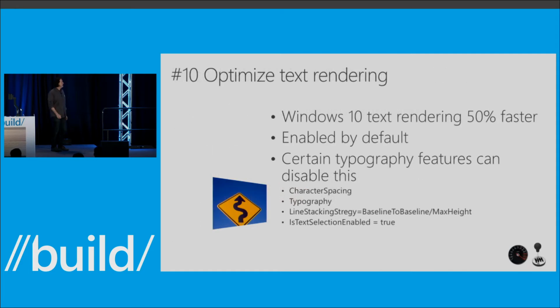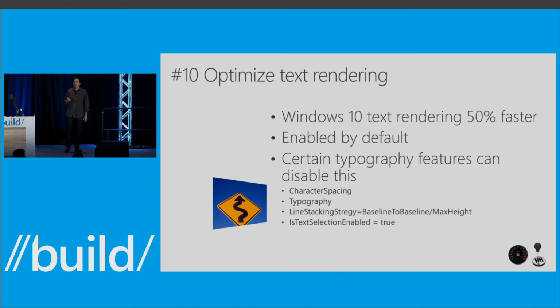Okay, so guideline number 10 is about optimizing text rendering. By default, in Windows 10, we've optimized our text rendering code path by up to 50%. Most of the time, text rendering performance is not going to make a huge impact on your app startup. However, in a scrolling or data binding scenario where you're moving up and down, that's a lot of text, and we're drawing all of that as you pan up and down. So 50% is a big deal.